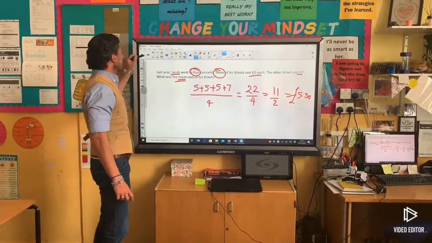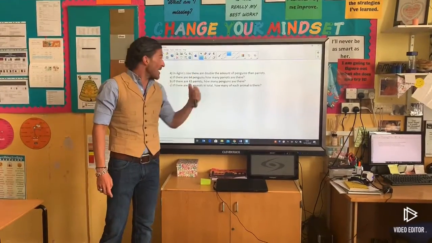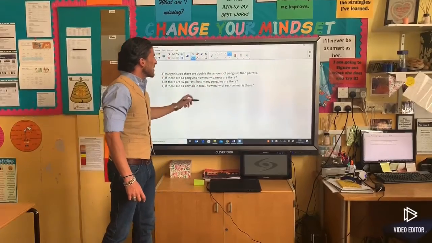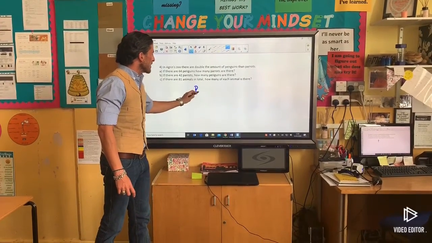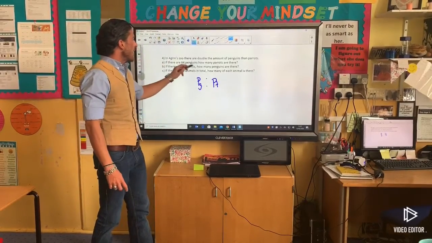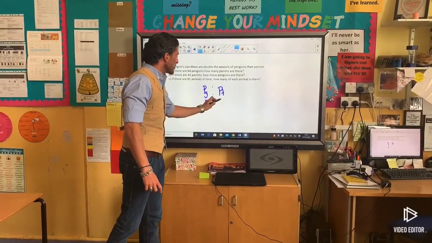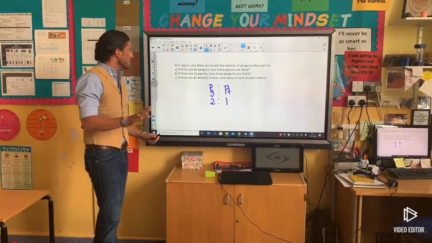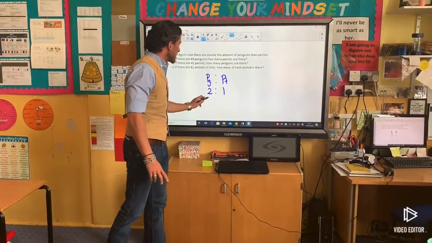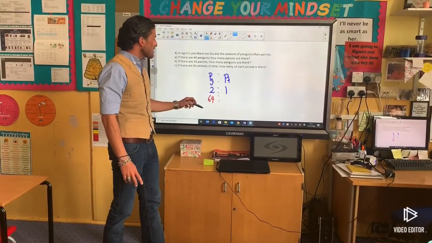Right, next one. So, a zoo. Now, there are double the amount of penguins and parrots. This looks like it's going to be a ratio. So we've got penguins to parrots. Twice as many penguins as parrots, so the ratio is going to be 2 to 1. We've got that straight. Now, if there are 64 penguins, so this number now turns into 64, we need to figure out how many parrots there are.